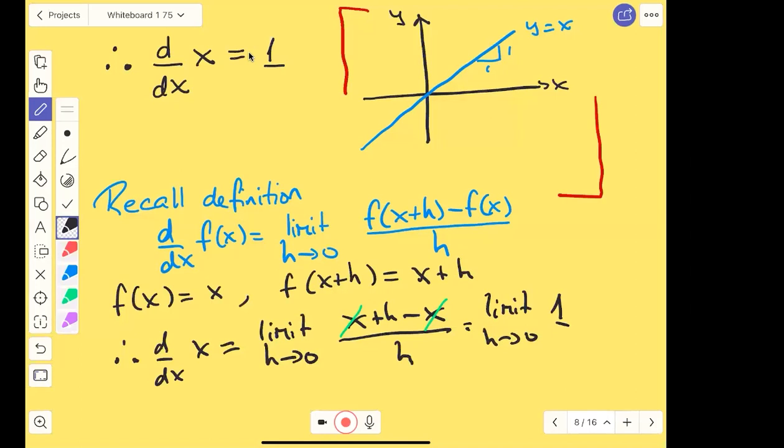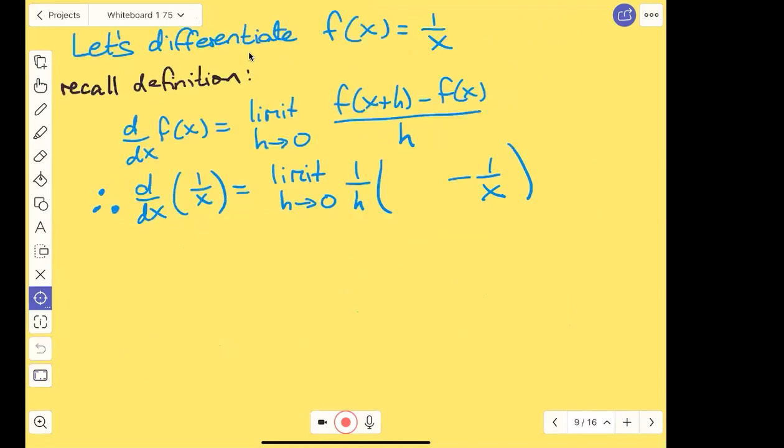Okay, so now, if you change h, do you change 1? A silly question, I hope. You don't. 1 is 1. So as h approaches 0, 1 is unchanged. So this limit is 1. So what we've seen is, from our definition, the derivative of x with respect to x is 1. And we're going to be using that later on. And as I said, all the derivatives of all functions are obtained initially in this way.